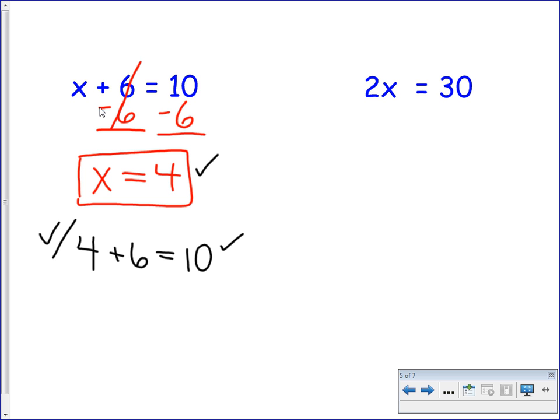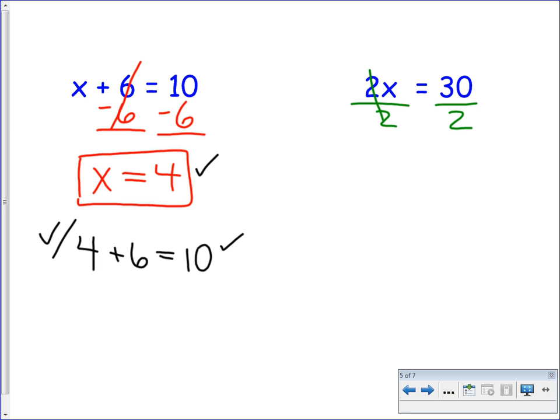2x equals 30. We know that this is multiplication because the numbers are squished next to each other with no symbol in between them. You also saw this when we solved proportions. This is the step before you find the final answer. So you were doing it and you never even knew it. So we're going to use the number with the variable, which is 2, and since it's a multiplication problem, we are going to divide by 2, and we have to do it to both sides.